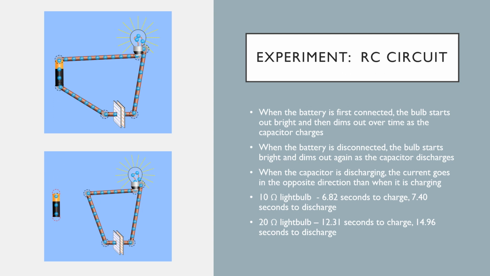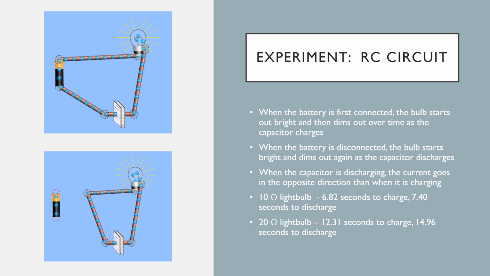Next, we created an RC circuit with a battery, a light bulb, and a capacitor. When the battery is first connected to the light bulb and the capacitor, the bulb starts out bright and then dims out over time as the capacitor charges. Once the capacitor is fully charged, the light bulb is no longer emitting light and there's no more current flowing through the circuit. Once the battery is disconnected, the bulb starts bright again and then dims out as the capacitor discharges. While the capacitor is discharging, the current goes in the opposite direction compared to when it is charging.